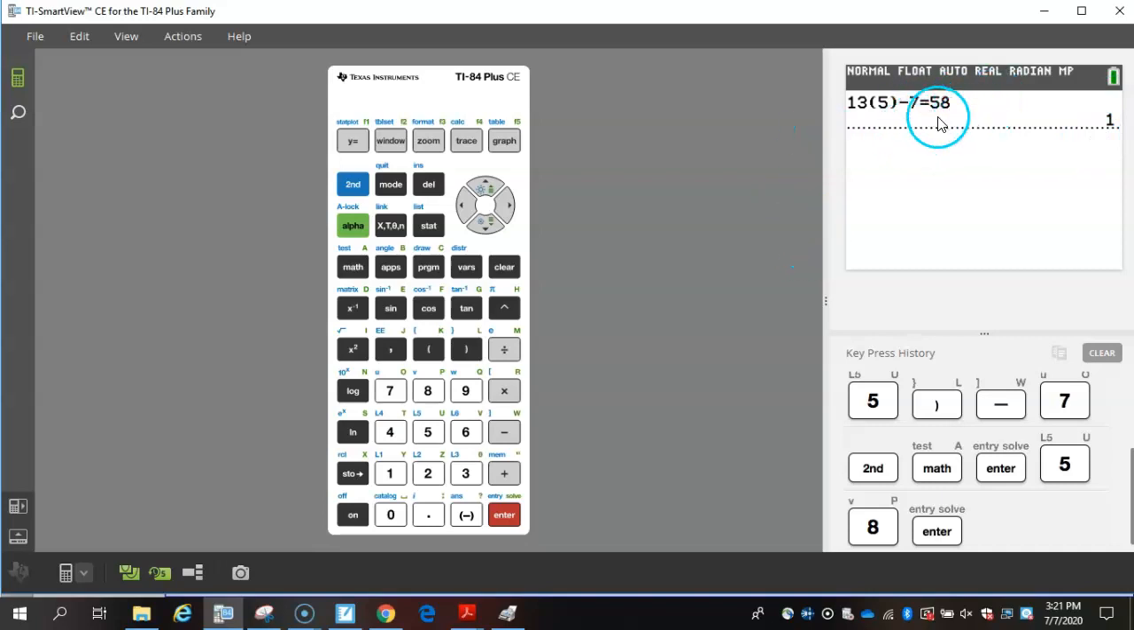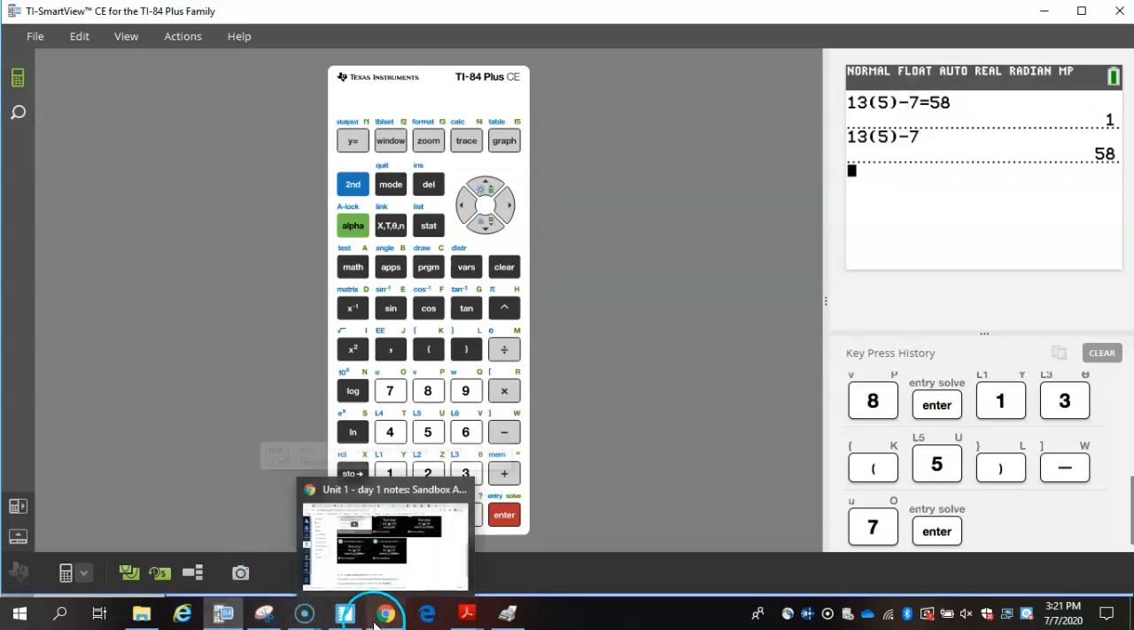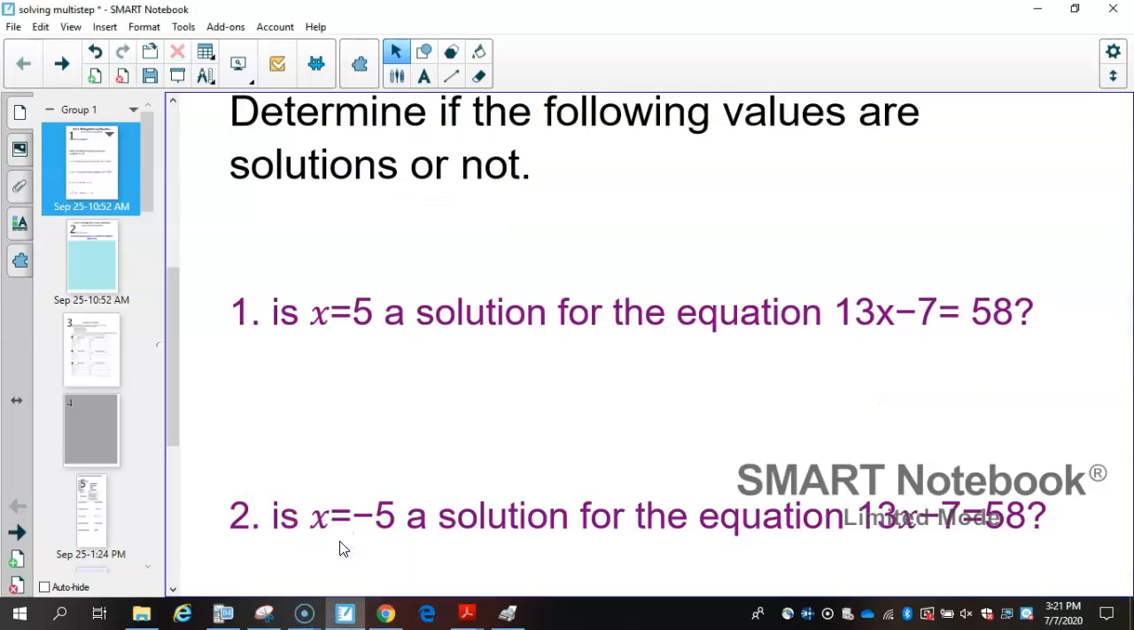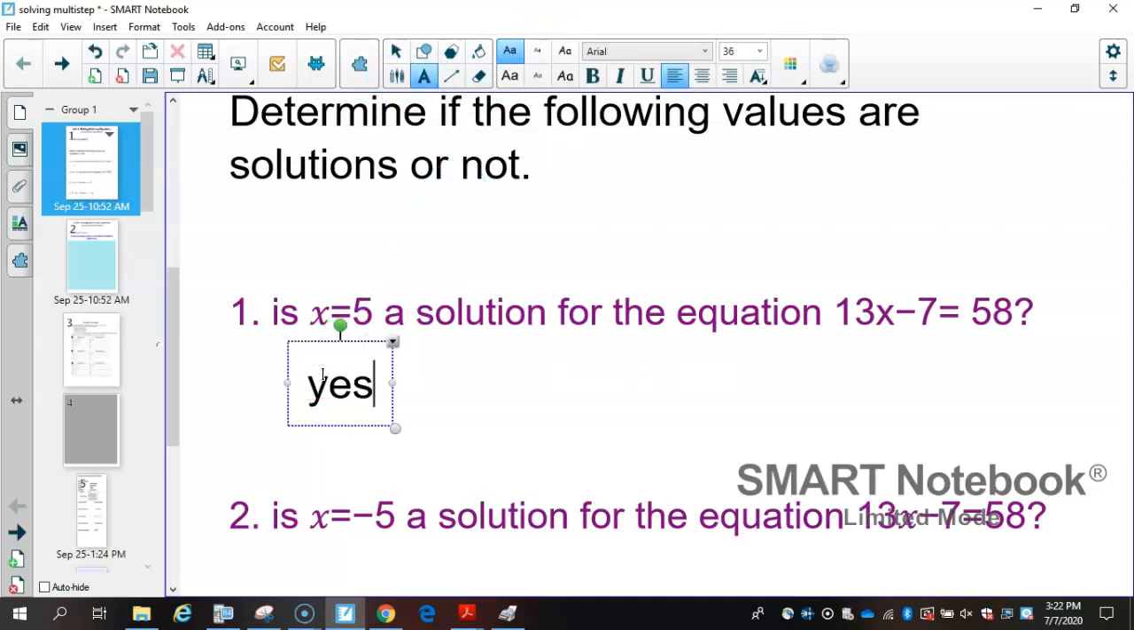Another way you could have done this without the equals is just doing the left side. So 13 times 5 minus 7, and you can see that this is 58 and it's supposed to equal 58, which is true. So when questions ask you to determine if something is a solution or not, really you're just evaluating. See if you put this in for x, or substitute, do you get the answer they want? If yes, it's a solution. If no, it's not a solution. So I'm going to say yes for this one.